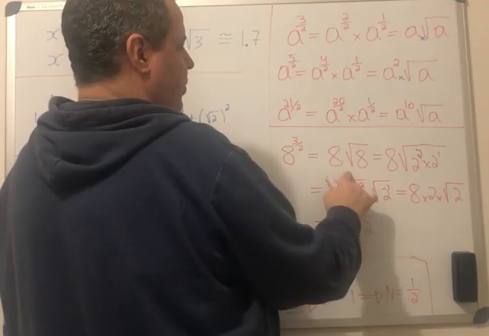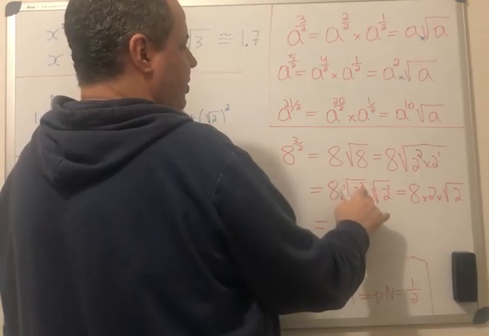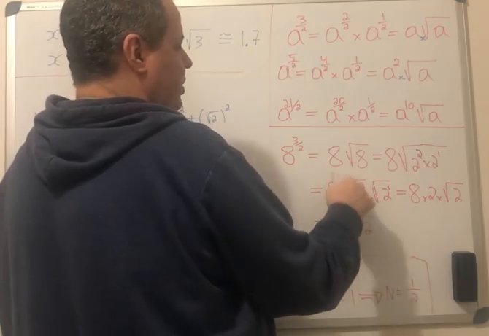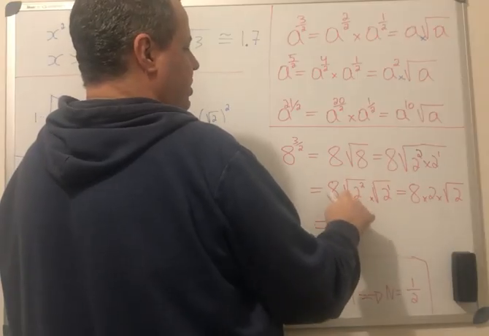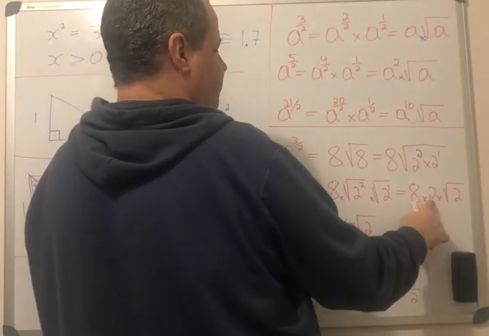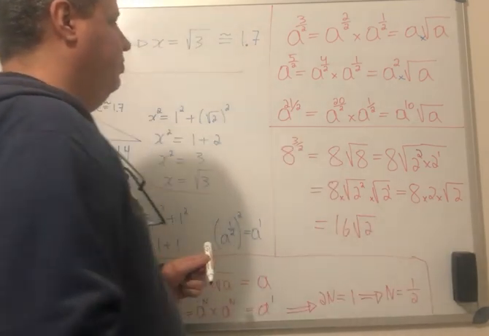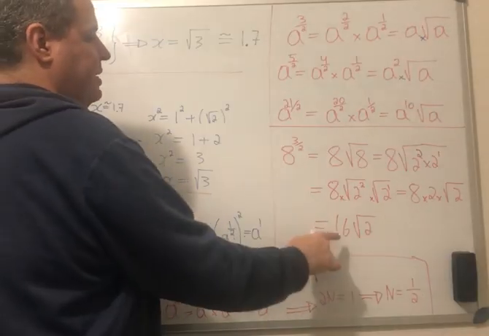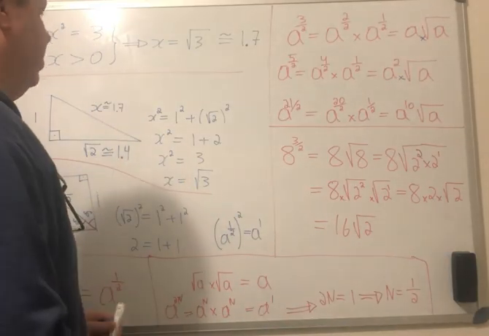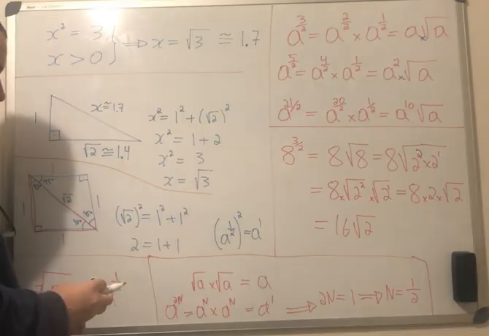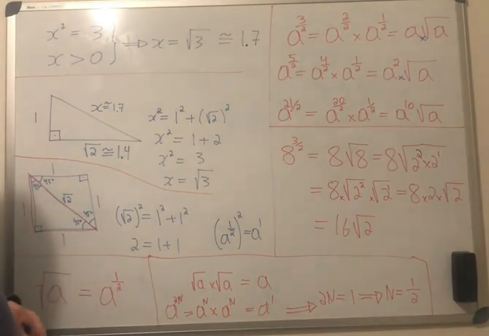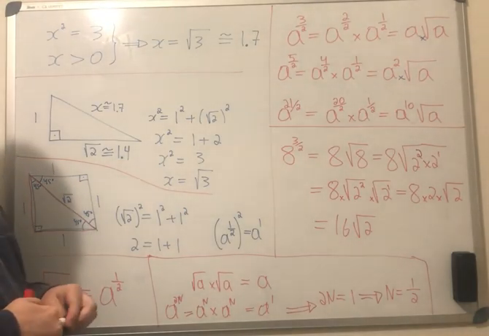Raising 2 to the power 2 and then taking the square root cancels out. This factor here is just 2, and this is the square root. So I have actually 16 square root of 2. So some nice algebra here to simplify our expressions. Okay? Hope you enjoy. See you next time. Bye bye.